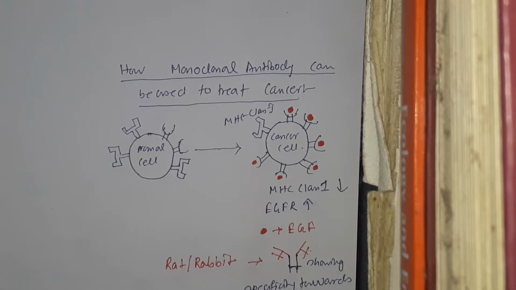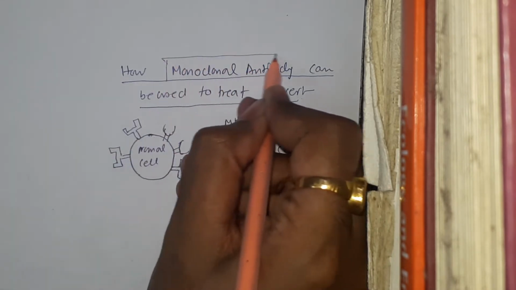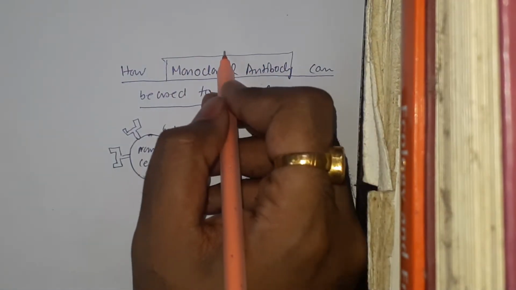Today we are going to talk about a very interesting topic which belongs to immunology. Briefly speaking, it is the topic of cancer immunotherapy, right? We are going to talk about how monoclonal antibodies can be used to treat cancer. Before entering the topic, let's first discuss what a monoclonal antibody is.